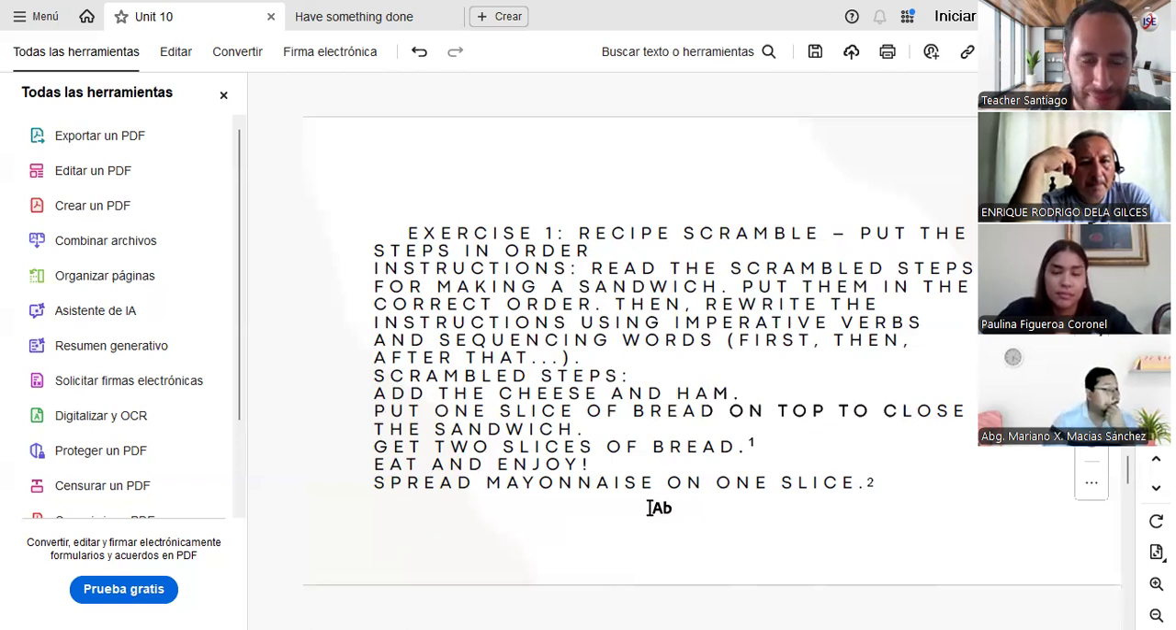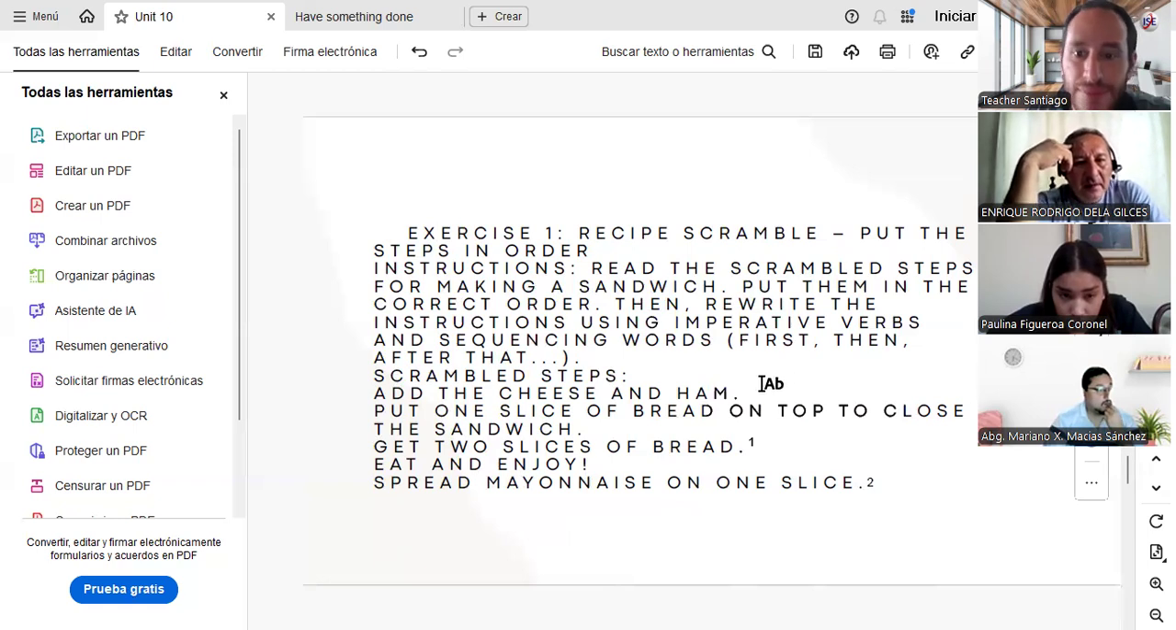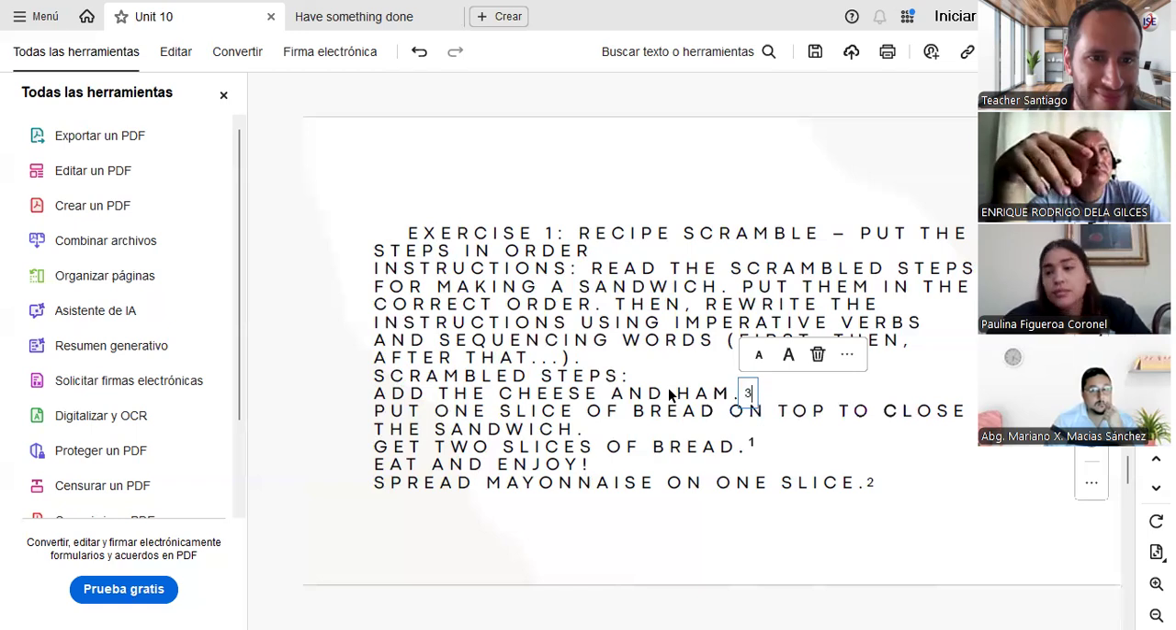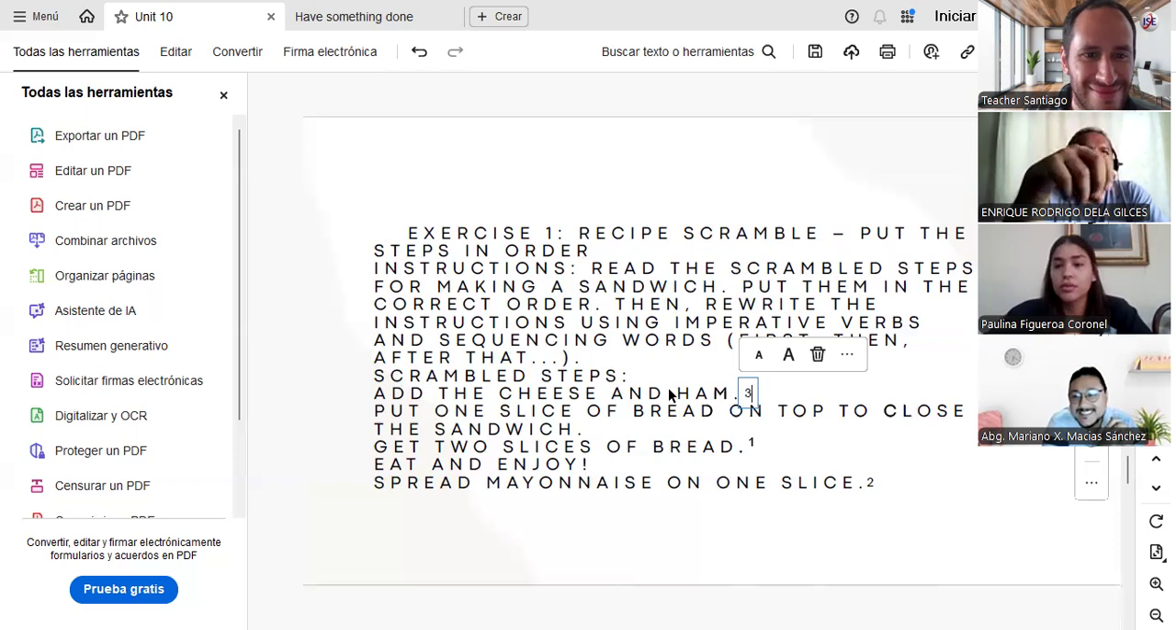Number 3. After that, add the cheese and ham. Ham, right. Good job, Miss Enrique. Thank you so much. What's the meaning of ham, Miss Enrique? Ham, ¿cómo es? Cheese, queso y mortadela. Jamón. But that's jamón, okay, sí. Okay. Thank you so much.